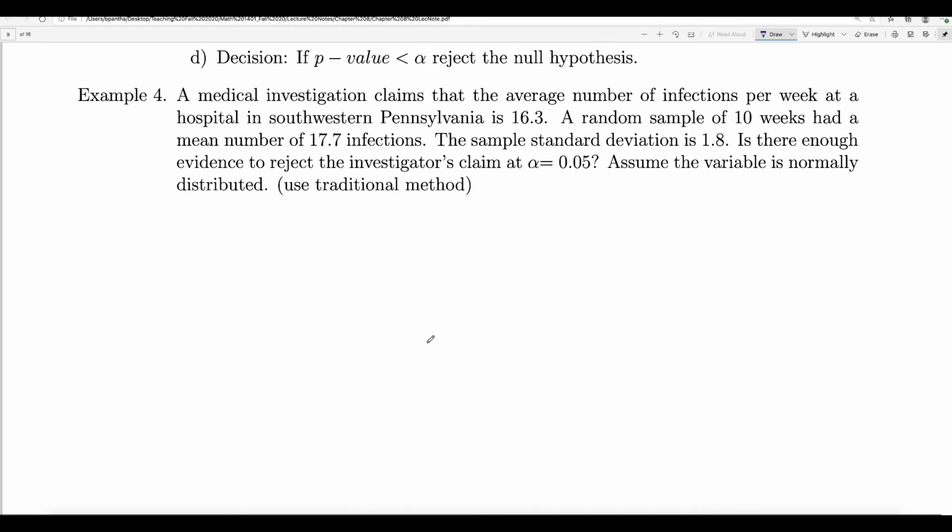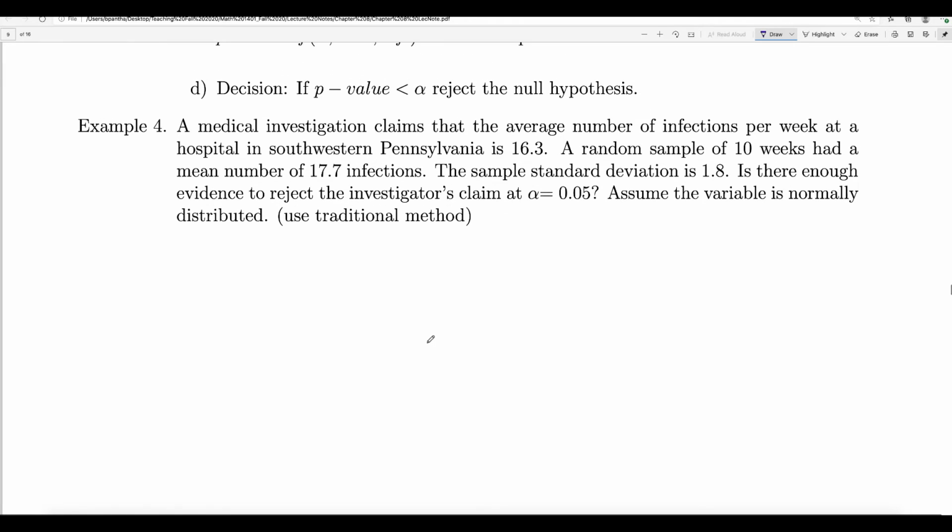Okay, guys? Alright. A medical investigation claims that the average number of infections per week at a hospital in southwestern Pennsylvania is 16.3. What is given? Mu is 16.3. This is the claim, right? So the null hypothesis is basically the claim.